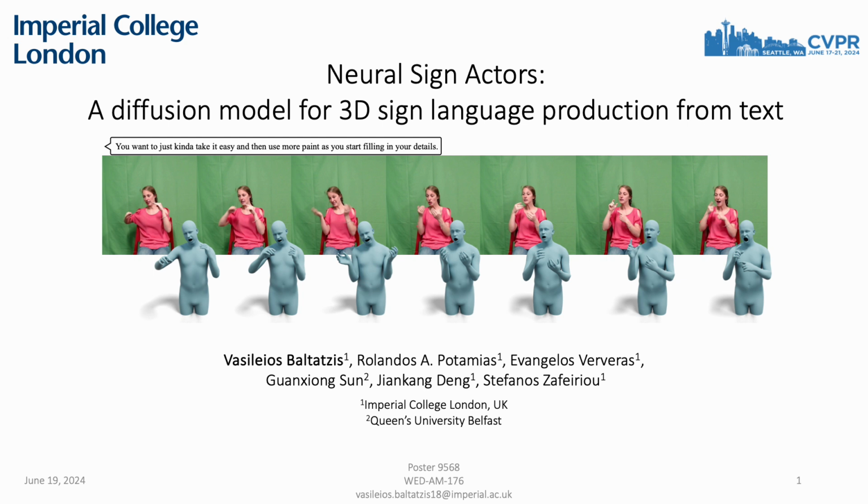Hello, I am Vasileios Baltatzis from Imperial College London, and I will present to you our work titled Neural Sign Actors, a diffusion model for 3D sign language production from text.